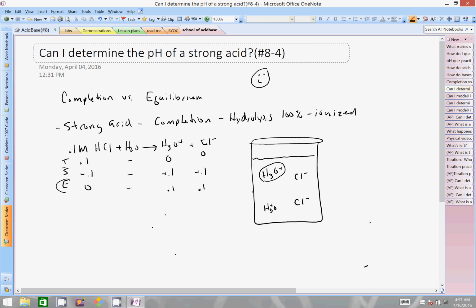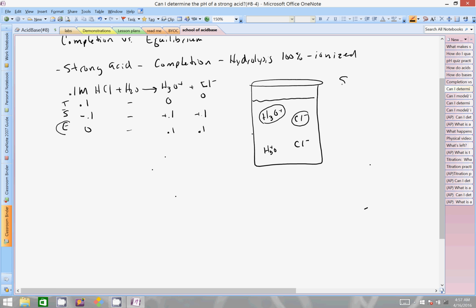Now, let's list out the strong acids. This is good note card material. The way we know if an acid is strong or not is by looking at this list. If you come across an acid that's not on this list, then it's going to be considered weak. So weak acids go to equilibrium. Strong acids go to completion.